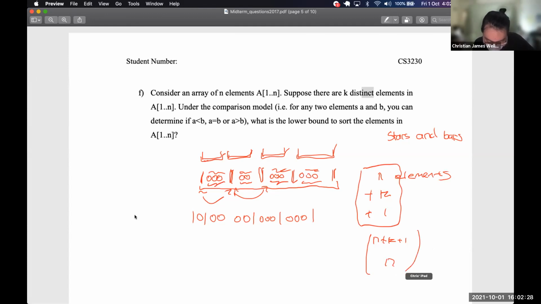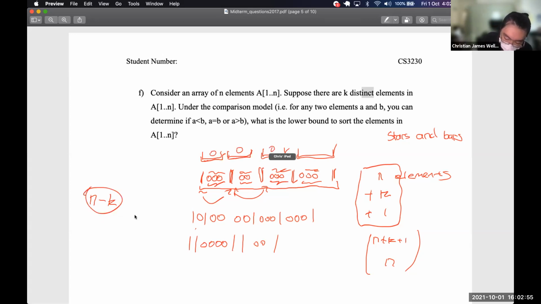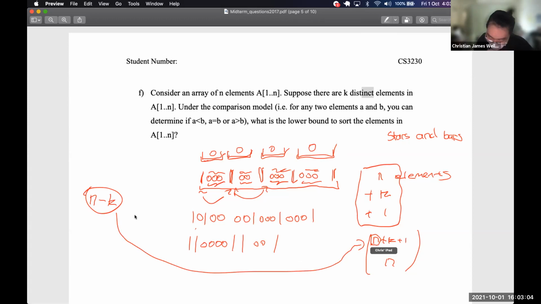Okay, n plus k plus 1 choose n. But this includes the possibility of an empty partition also. So the first thing you do is that out of the n elements, take away k first. Take away k, meaning every bucket already has one element inside it. Then you plug it into this formula. Wait, then how do we get n plus k plus 1 again?